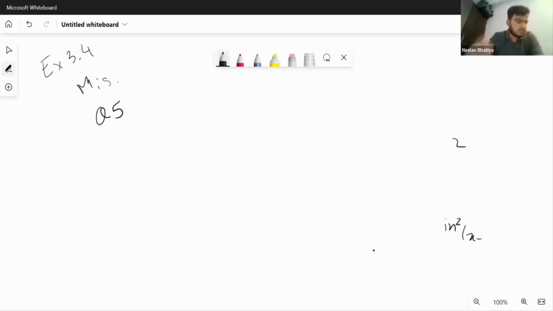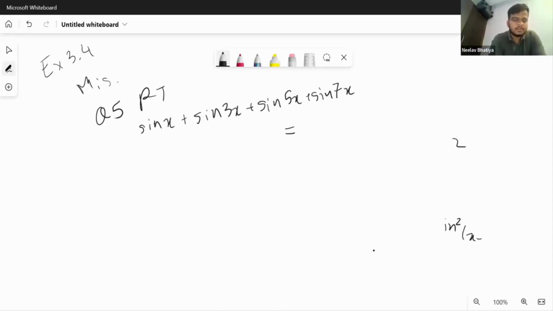Correct? We have to prove that sin x plus sin 3x plus sin 5x plus sin 7x equals 4 times cos x cos 2x sin 4x. Now, whenever you see questions of this type, try and figure out how you're going to take something out common.